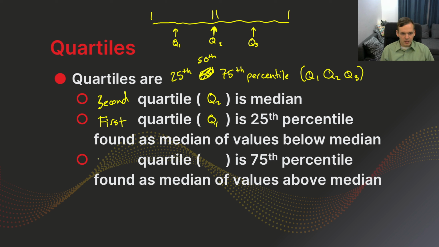So again, the third quartile, Q3, is the 75th percentile, and it's found by taking the median of the values equal to or greater than the median. So that is the idea of quartiles. Next, we'll talk about how to use those to describe data.